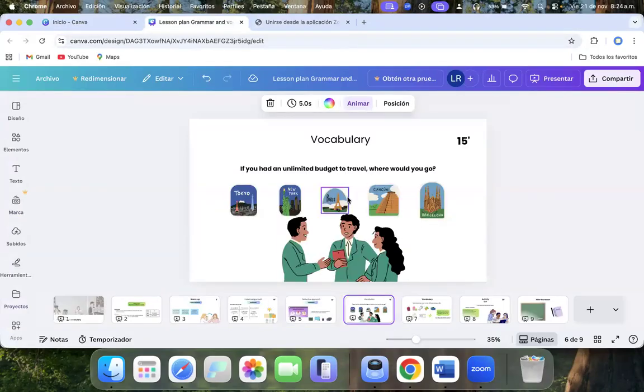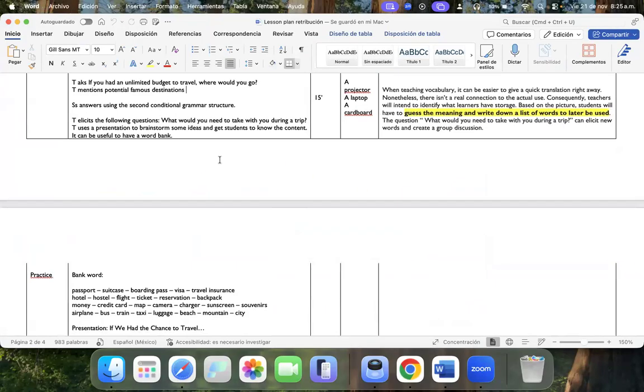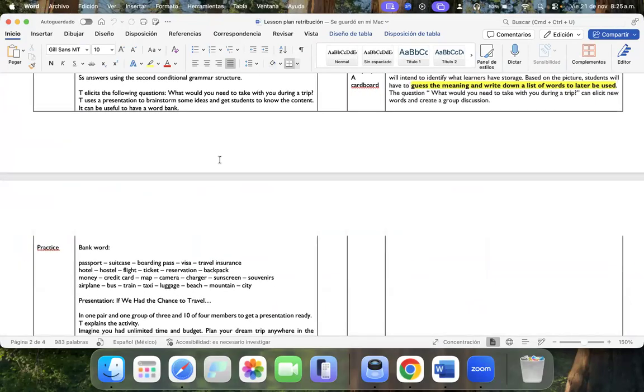For example, something like this, you have some places where you can use a presentation. At least at the preparatoria where I work, they have projectors and speakers. So you put some destinations like Tokyo, Paris, Cancun, Barcelona, and then they discuss some of these places. Once you have that, you ask them, what would you need to take with you during a trip?